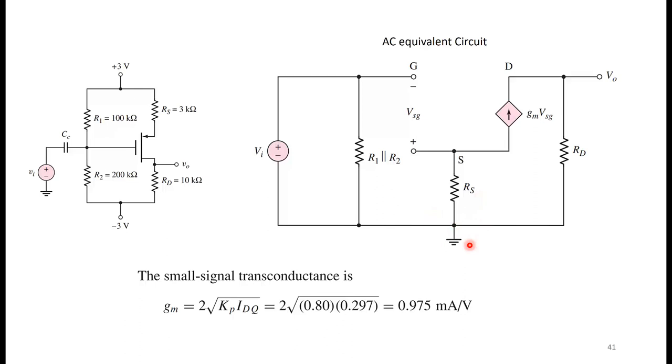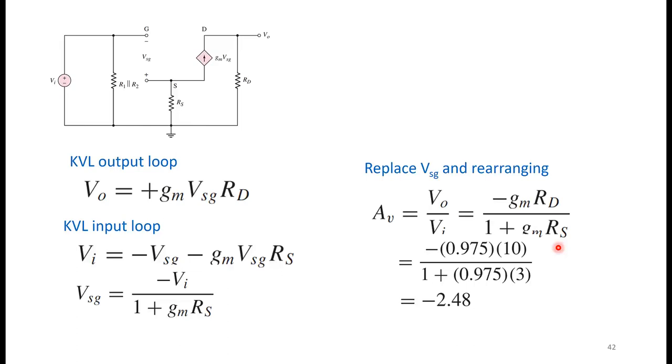Why is source still here even though source is at the top here? Because when you ground this, it will still go to the signal ground, and the output terminal is taken from drain. It's still a common source circuit. Here, you have a KVL output loop. Why am I doing this? Because I'm trying to find the voltage gain. It's the same process, KVL at the output loop to get an expression of Vout.